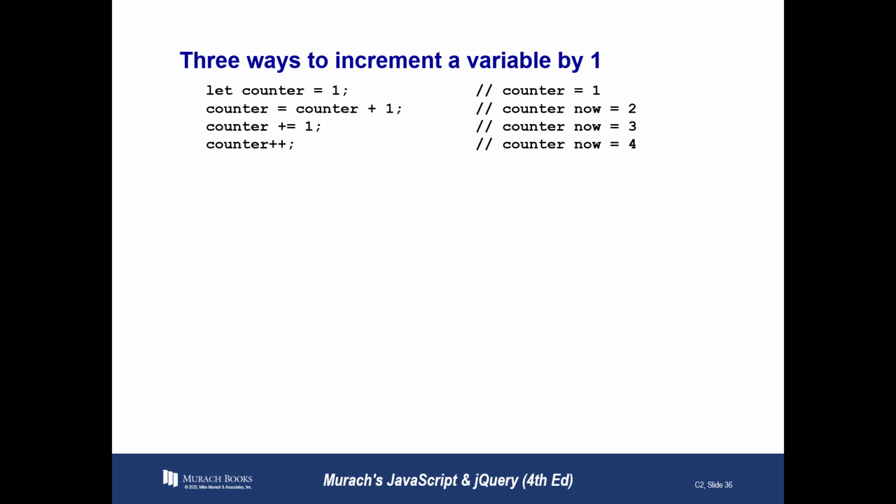As it says here, here are 3 different ways of incrementing a numeric variable by 1. Counter equals counter plus 1, counter plus equal 1, counter plus plus, or you could even say plus plus counter. All will add 1 to the current value.